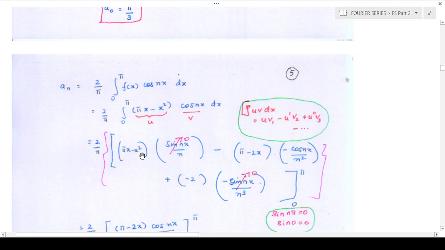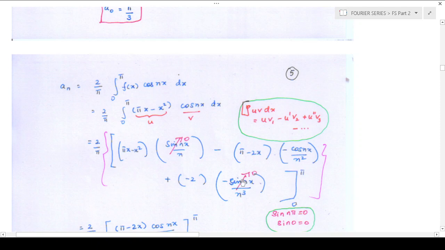First, you are going to write in the first bracket, first term, pi x minus x square. Differentiate it. U dash you are going to write here, pi minus 2x. Again differentiate it. U double dash you are going to write it here as minus 2. Then v1 you are going to write here, integrate cos nx, it is sin nx by n. Integrate sin nx, it is minus cos nx by n. Already one n is there in the denominator, it will be n square then. Then integrate this, cos nx, it is sin nx by n. Already minus 1 by n square is there, so minus 1 by n cube it will become, right?